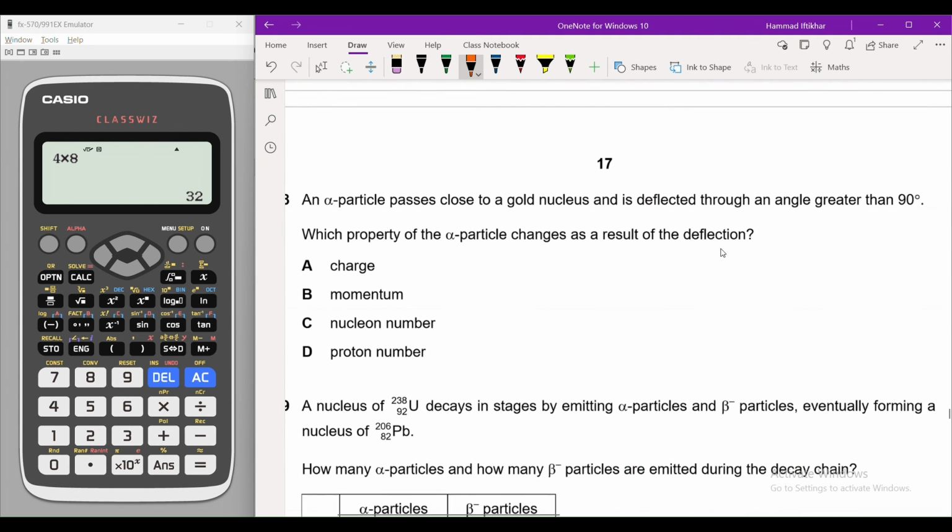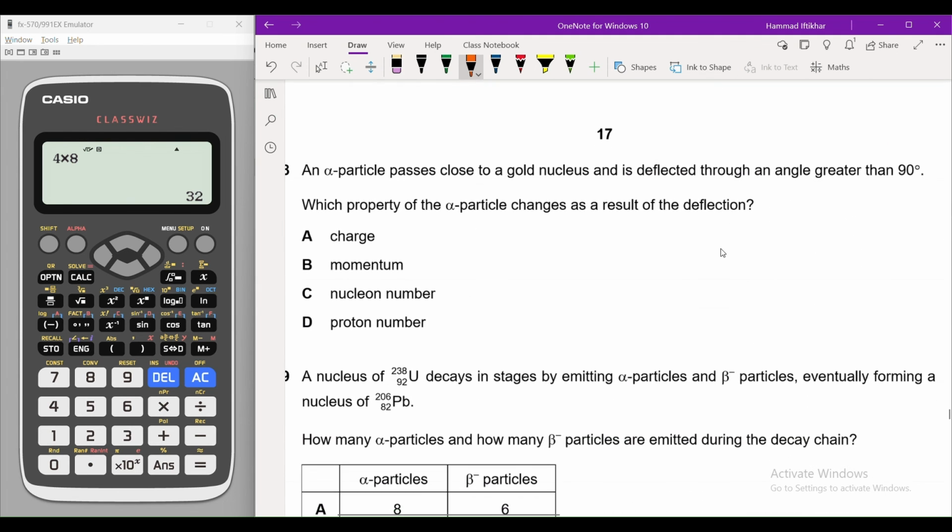Okay, all right. 38. An alpha particle passes close to a gold nucleus and is deflected through an angle greater than 90 degrees. Which property of the alpha particle changes as a result of deflection? So it's basically just the momentum. That's all. Charge is not altered, nucleon number and proton number are not altered. The deflection is just causing the change in momentum.